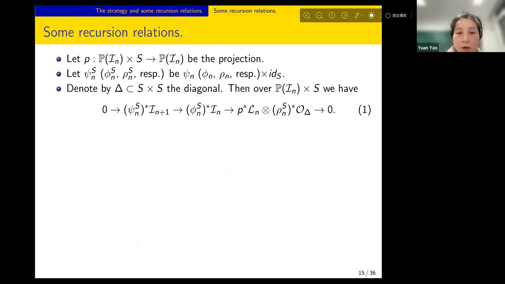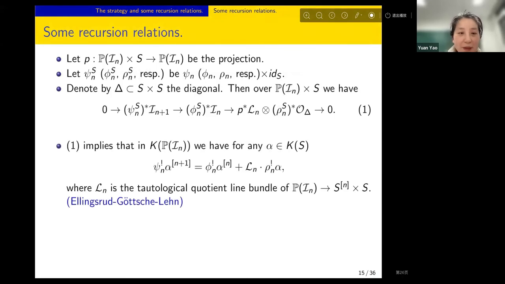So we have a recursion relation. Now we have the universal ideal sheaves. You pull back all this to this incidence variety times S. So you have this exact sequence. And we have this formula for our alpha n. So for alpha n and alpha n plus 1, we have this relation. That's how we do this recursion, right? You should have some relation. This is the crucial relation for our recursion.